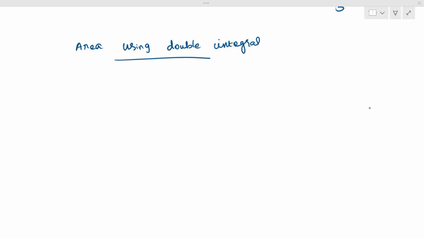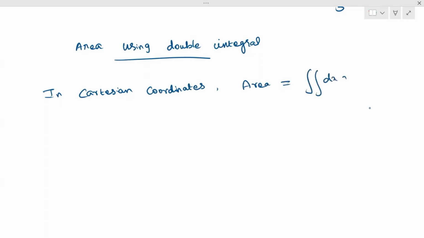The main application of double integral is to find the area. We have so many methods to find the area, but one of the simplest methods is using double integration. Here is the simple formula for Cartesian coordinates: area is nothing but double integral dx dy.